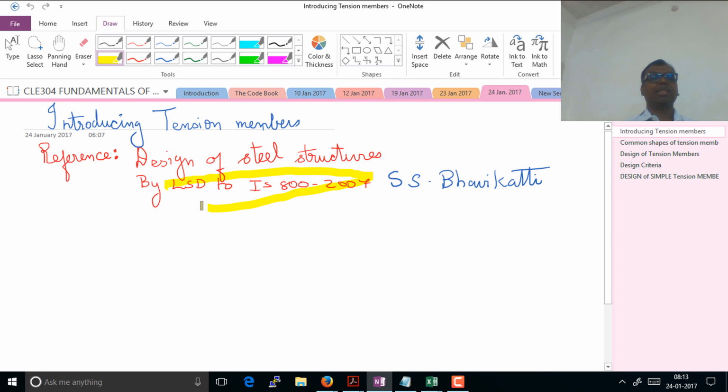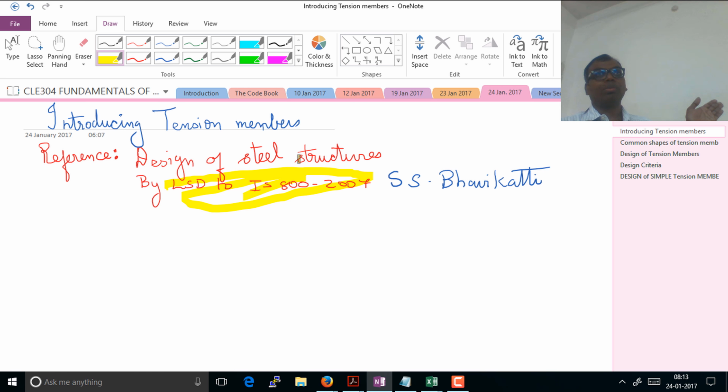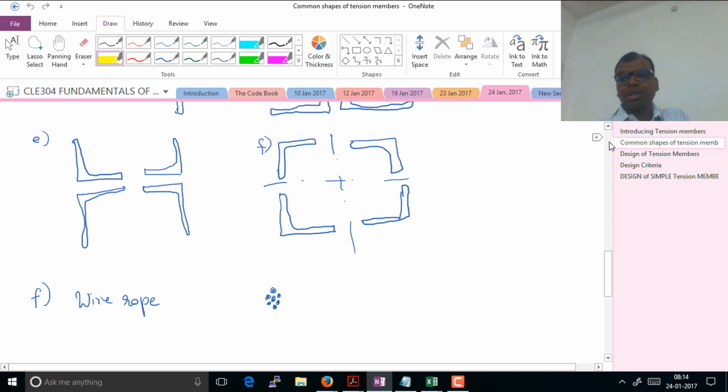This is the textbook which I opened and saw, which probably is adapted to your current code verbatim. I'm using some other textbooks also, but I'm not going to mention that right now. For today's lecture, this is more than sufficient. Along with this, we'll have to go through IS 800 2007 for understanding the various provisions.